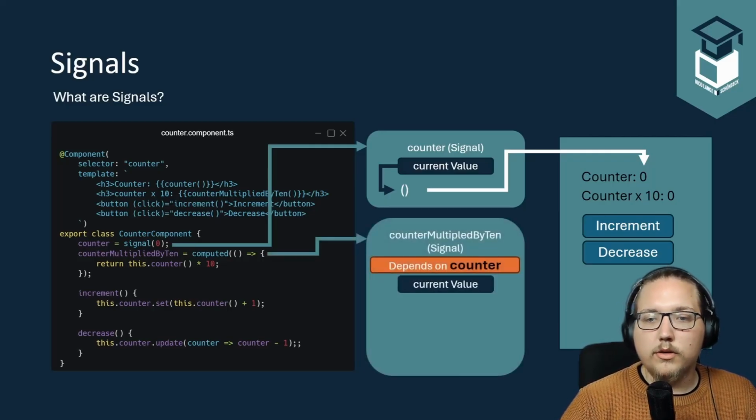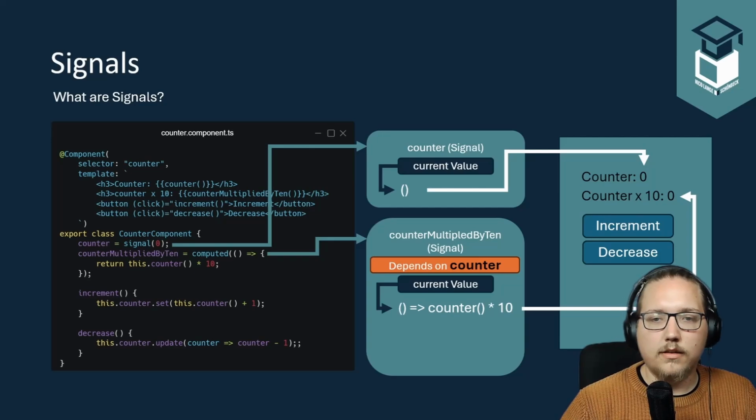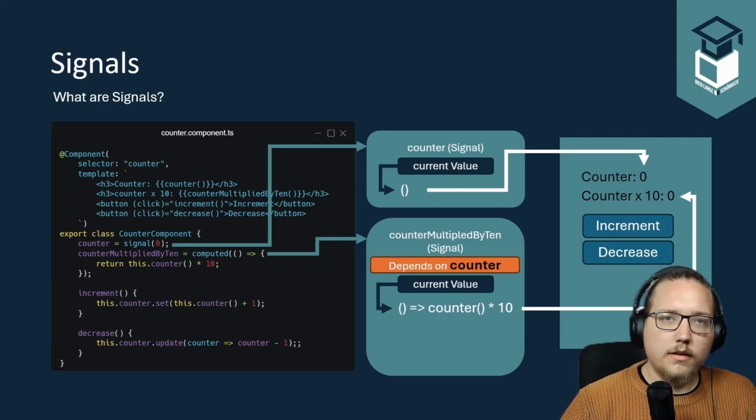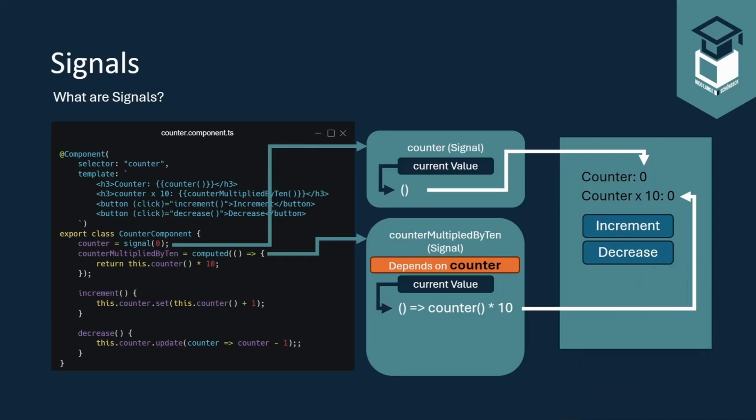What we're also defining is the computed value. That's, as I said, a special type of signal, the computed signal. And as you can see in the orange box, it says depends on counter. That's super important because computed signals understand what signals they're using to calculate their value. They know they depend on counter and also have a current value, caching the value to not recalculate it each time. And in the template we also call that counter multiplied by 10 function to get this value.